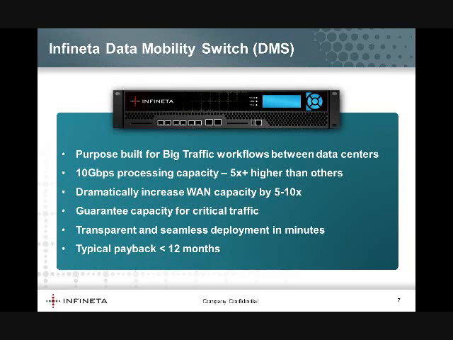The DMS can deliver 5 to 10x data reduction for any enterprise WAN traffic, can guarantee priorities for critical traffic, can be transparently deployed in any data center network in minutes, and deliver a full return on investment to customers in well under 12 months.